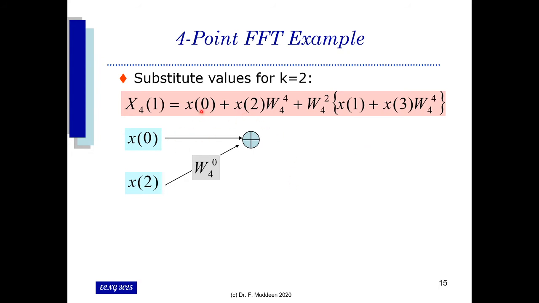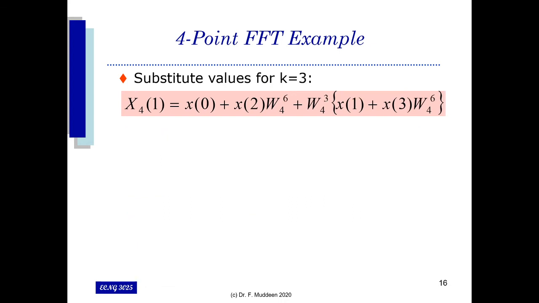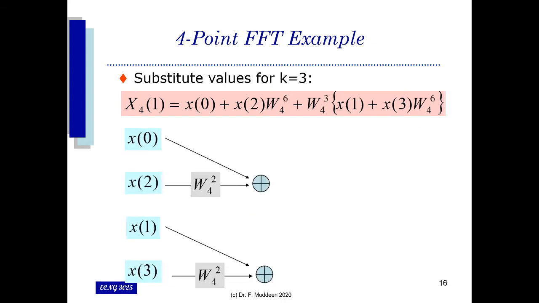Note how we mapped it: we had x[0], x[2] here, and then x[1], x[3] here. These two values are still being multiplied by W0 of 4 accordingly. And then the last part, for the addition and this W2 of 4 multiplication, maps accordingly to the next input. The reason this is W0 of 4 is the periodicity property of the twiddle factor value. And similarly, if we do it for k equals 3, we can do the same mapping all the way down to get to X4[3].